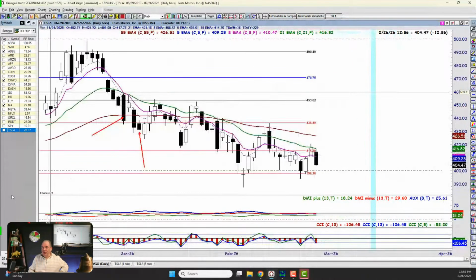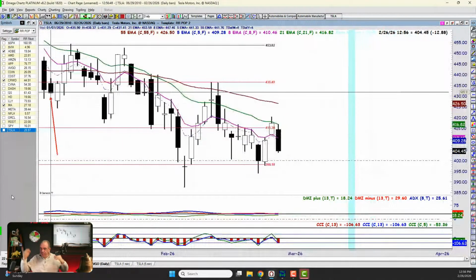So today's move has already happened, right? We broke down, big move today. It's down almost $13 right now. We'll see if it can hold that 400 level or not, but it isn't looking great, right?